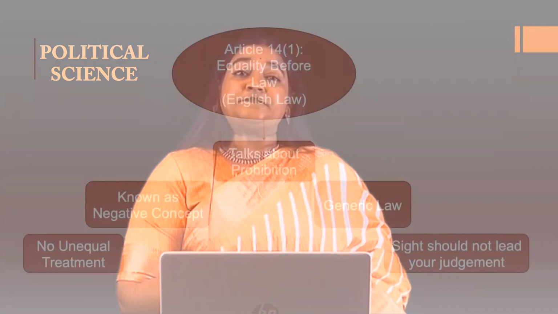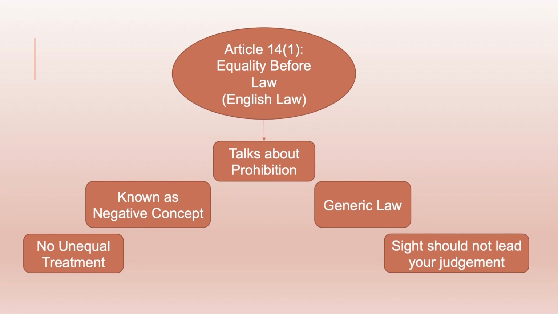On the contrary, where there is a person who is deprived of certain rights, we should focus on the point of discrimination happening. Is it because of gender? Is it because of race? Is it because of any sort of inequality happening in society? So there should be no unequal treatment, there should be no sight which leads your judgment, and prohibition must be made of any sort of discrimination happening.